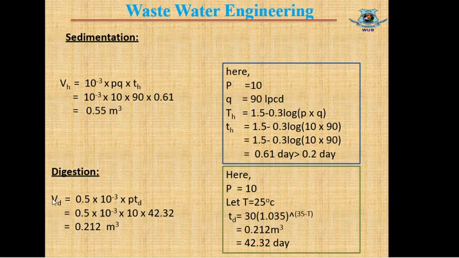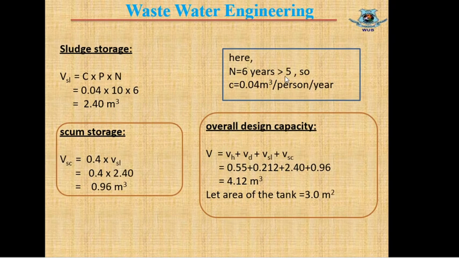This is the equation to calculate the sludge storage volume, and here the term C will be 0.04 as our N is 6, that means N is greater than 5, so we have to use C equal to 0.04 meter cube per person. P is, as usual, the number of persons, 10, and N equal to 6, so the sludge storage volume stands at 2.40 meter cube.